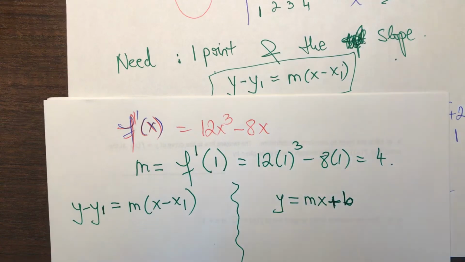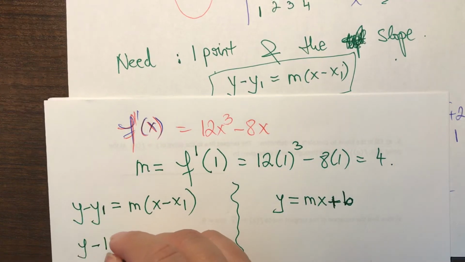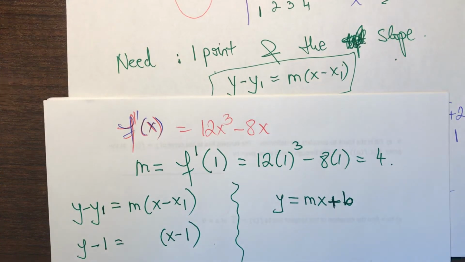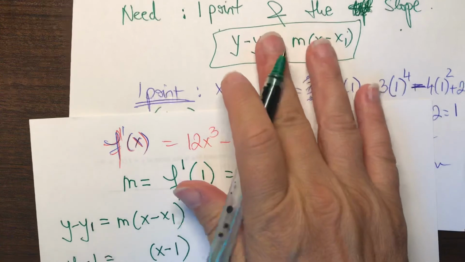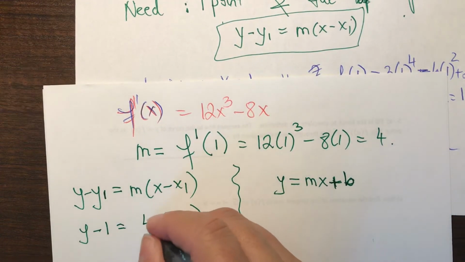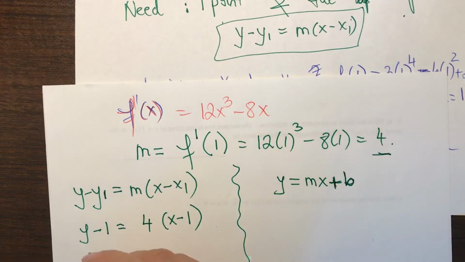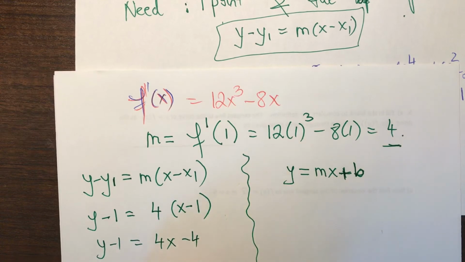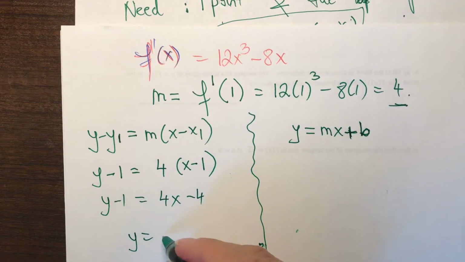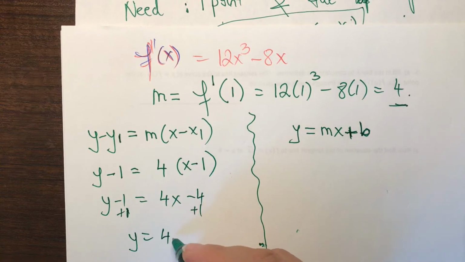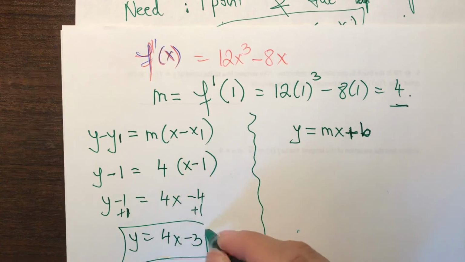So the point has coordinates (1, 1), so it's 1 for x and 1 for the y value. Here is my point. And then the slope that I'm going to plug in is 4. We found the slope to be 4. So y minus 1 is equal to 4x minus 4, add the 1 over, so this equation of the line is y = 4x minus 3. That's the final answer. That's the equation of the line.